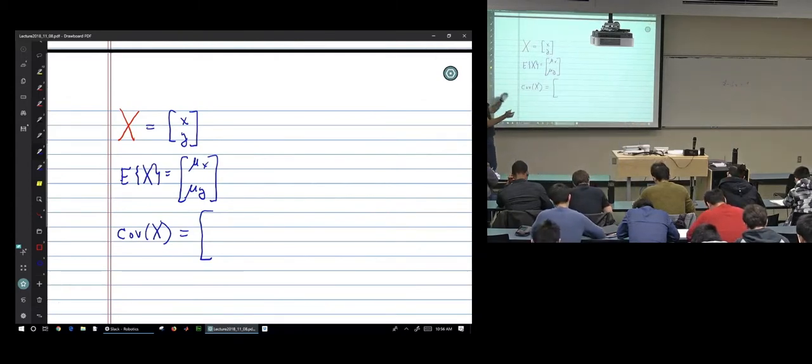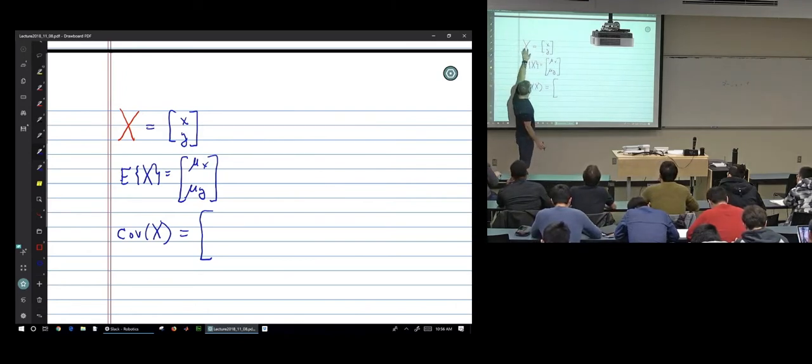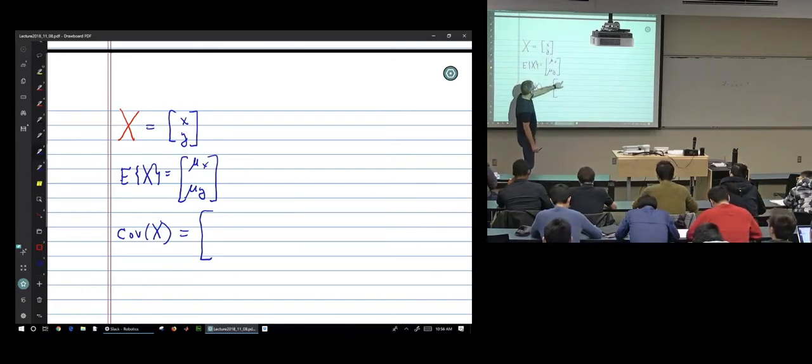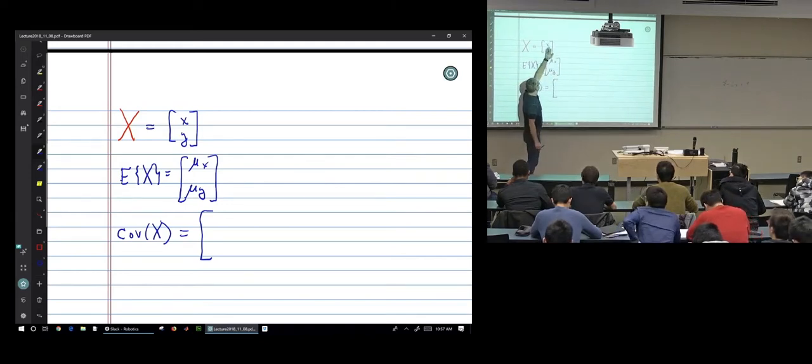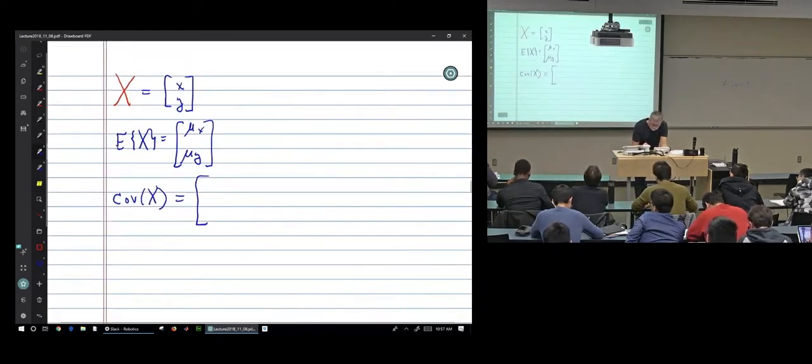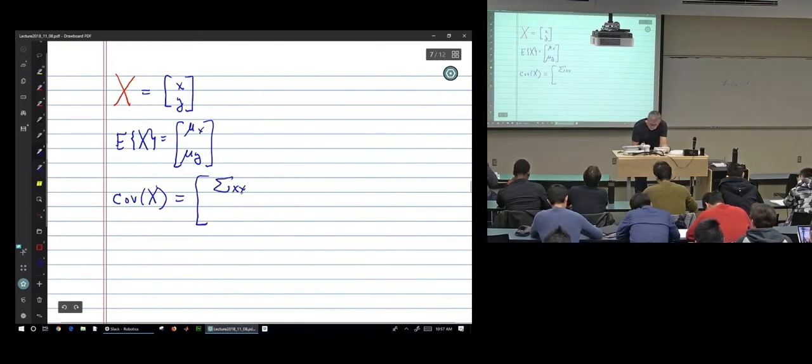You guys are starting to get the hang of it, but let's just mentally do it. We would take this thing minus its mean times this thing minus its mean transpose, okay? When we do that, we're going to get an x covariance term, we're going to get correlation terms, and then we're going to have the covariance of y. So let me see if I write this that you'd almost believe it. Sigma xx, sigma xy, sigma yx, and sigma yy, okay?